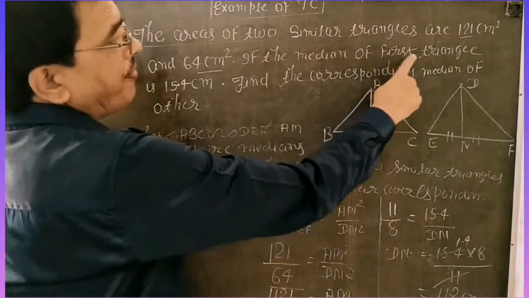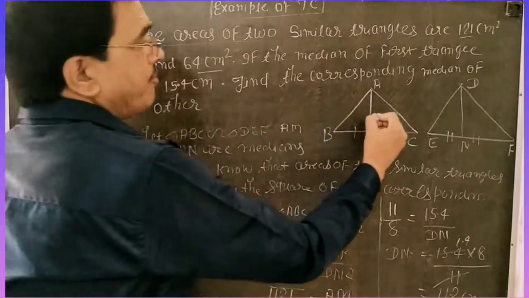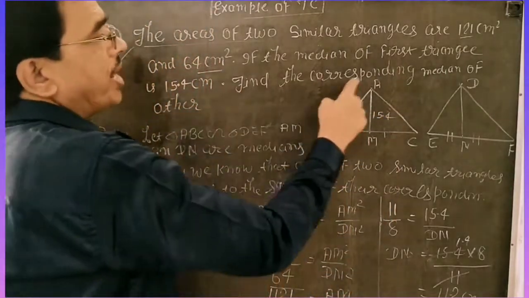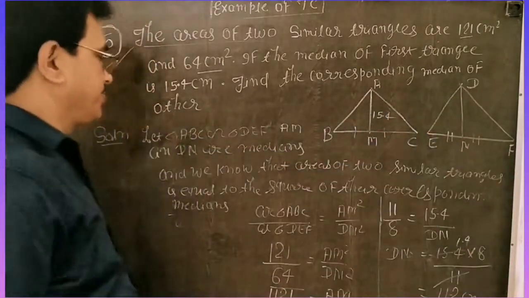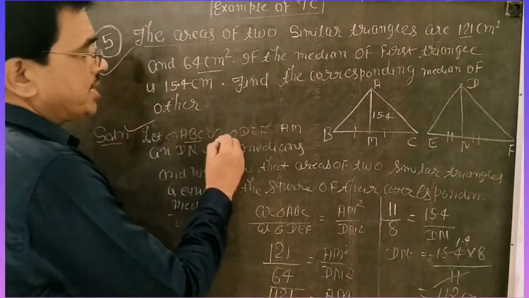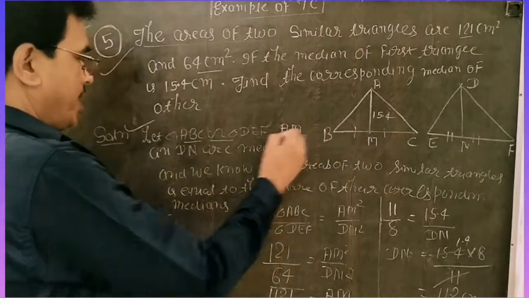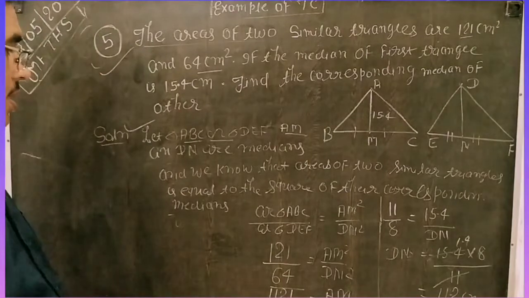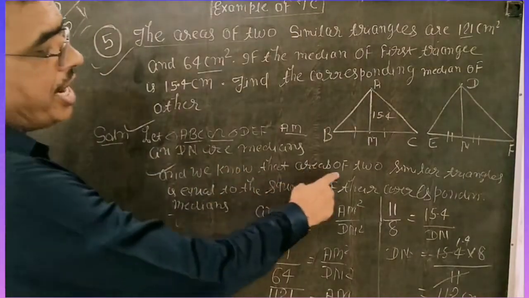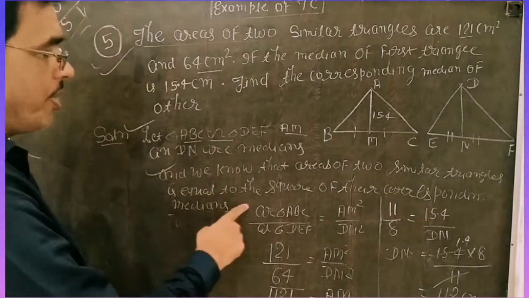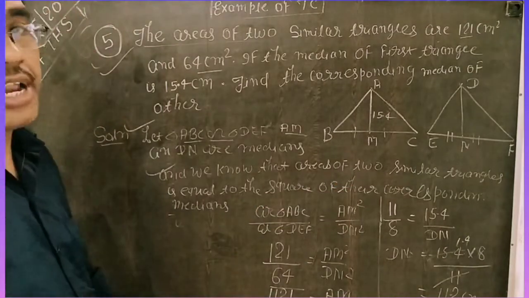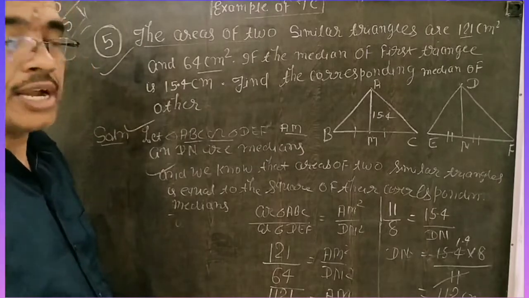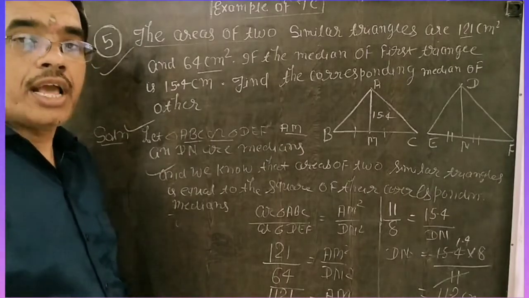If the median of the first triangle is 15.4 cm, then find the corresponding median of the second triangle. First, let triangle ABC be similar to DEF, given, and AM and DN are the medians. AM and DN are the medians of triangle ABC. But we know that the ratio of the areas of two similar triangles is equal to the square of their corresponding medians also. The first theorem is the square of their corresponding sides. The second theorem, corresponding medians. Third, angle bisectors.